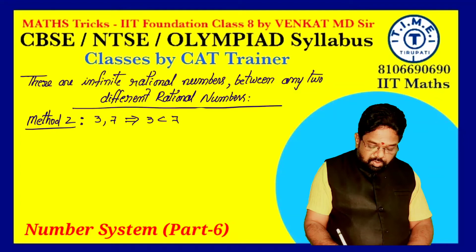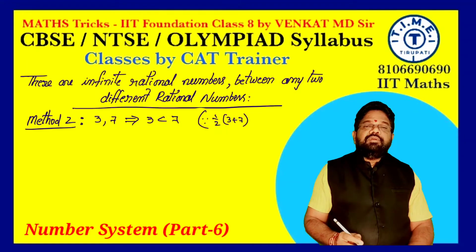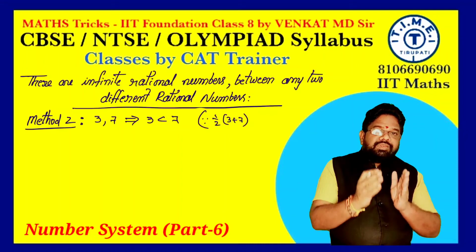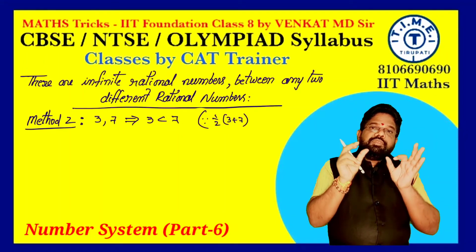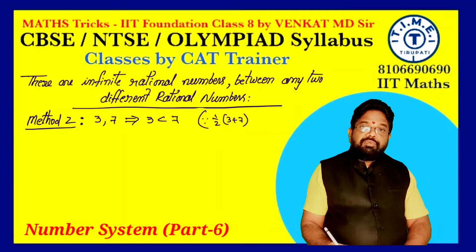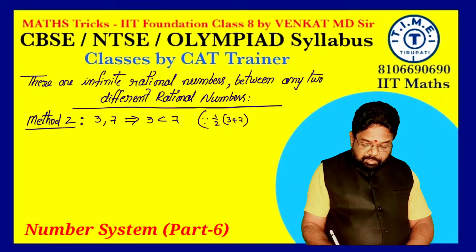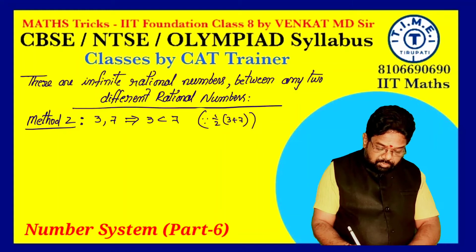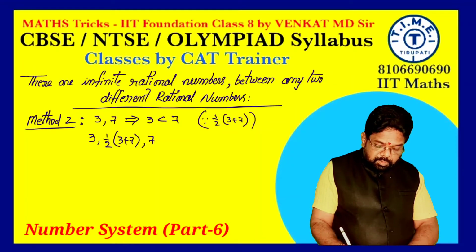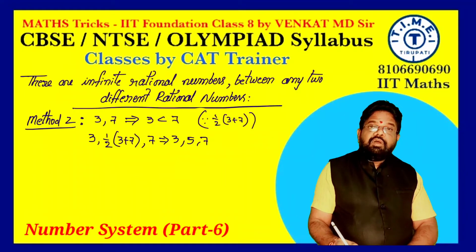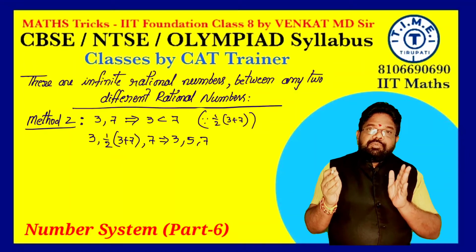What is the logic we follow here? Half of the sum of the two rational numbers. Between any two rational numbers, to insert one rational number, take half of the sum of the two. Half of 3 plus 7: 3 plus 7 is 10, and 10 by 2 is 5. So the numbers are 3, 5, 7, and that 5 lies between these two rational numbers.